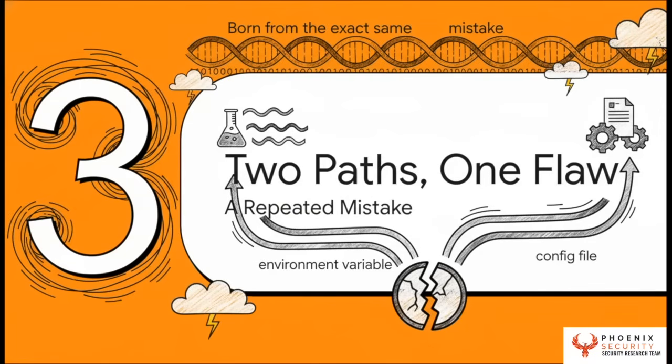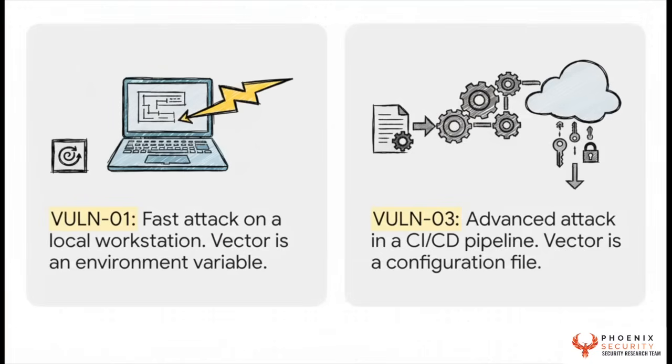Okay, so let's recap. We've got 2 completely different ways to attack this thing, right? One uses an environment variable, the other uses a config file. They seem totally separate, but when you put them side by side, you realize they're just two sides of the very same coin. They both come from the exact same mistake. Just look at them next to each other.